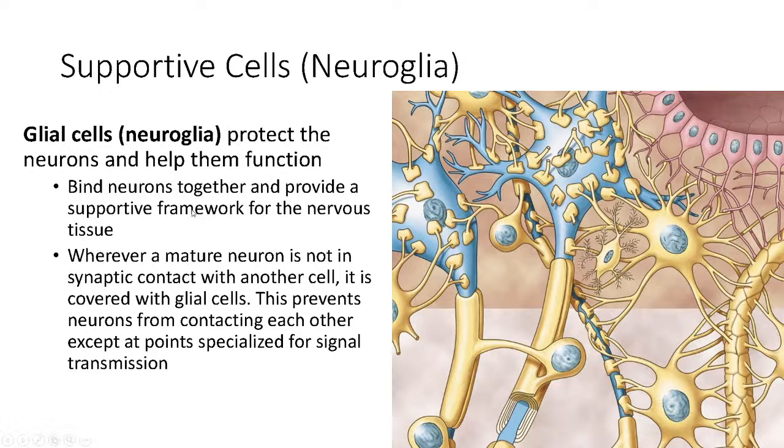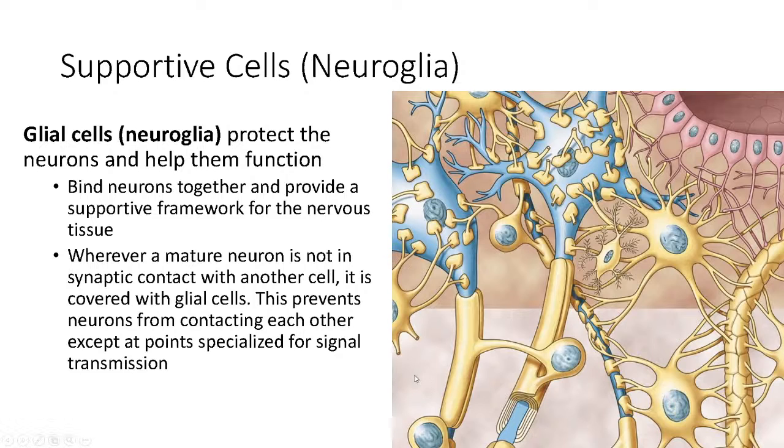Wherever a mature neuron is not in synaptic contact with another cell, it's typically going to be covered in glial cells. Glial cells cover the neurons and thereby regulate their chemical environment. It also protects the neurons. It also means that neurons are only in contact with each other at places that are specialized for signal transmission, or in other words, where an axon synaptic knob meets a dendrite, right?